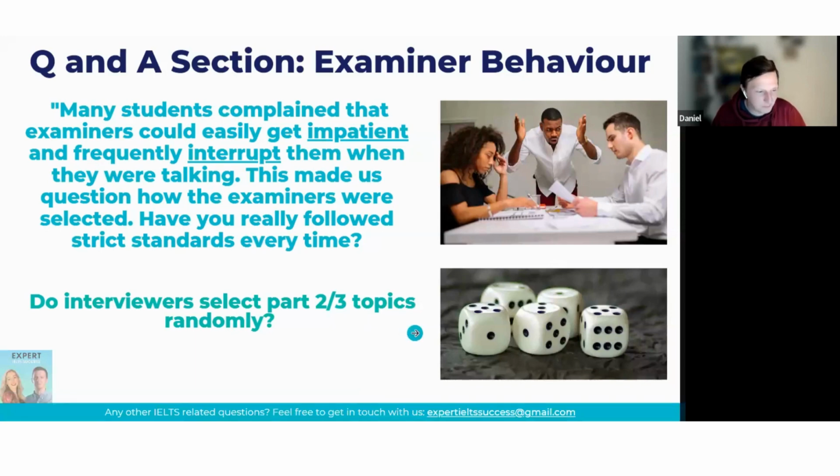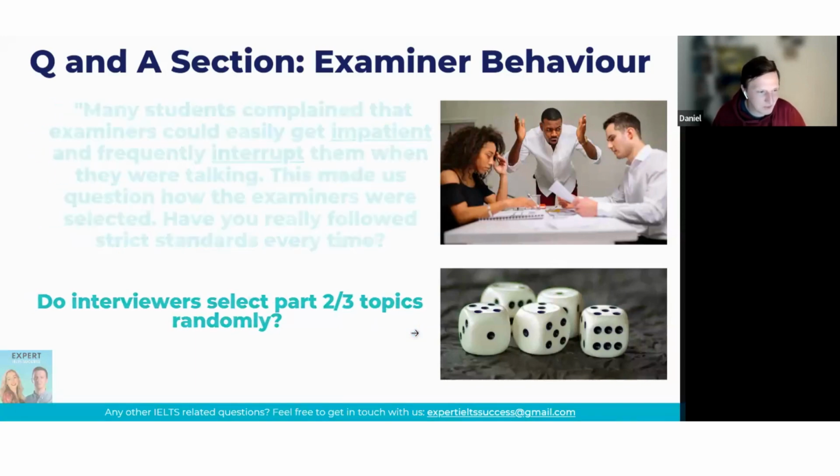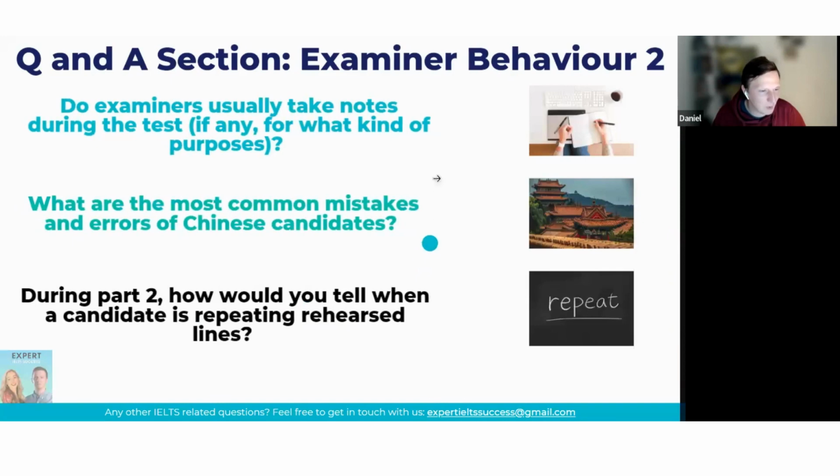Yeah, it's really interesting, the questions that we learned a lot from these, so thank you for sending them. Okay, next one. Do examiners usually take notes during the test, if any? For what kind of purposes? So why do they take notes? Do they take notes, Claudia? Yeah, so as we said before, they assess you based on the band descriptors.